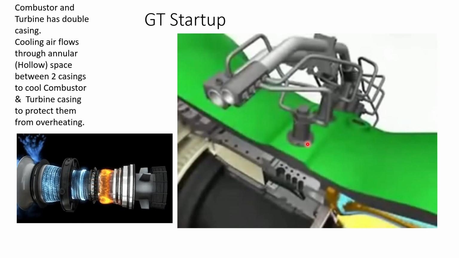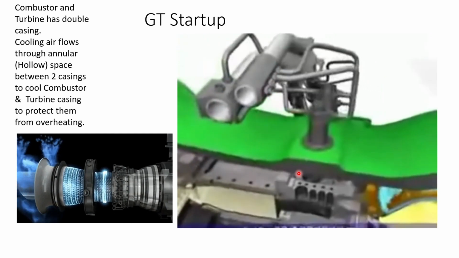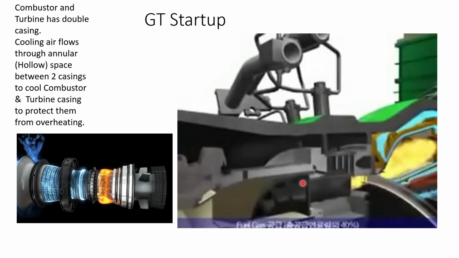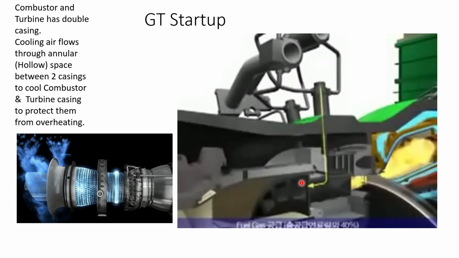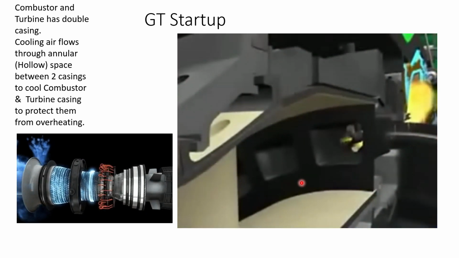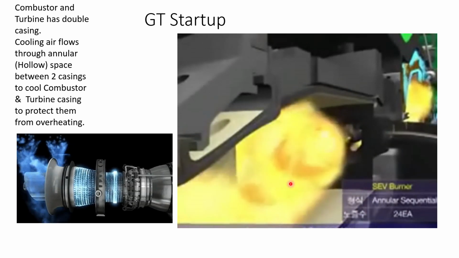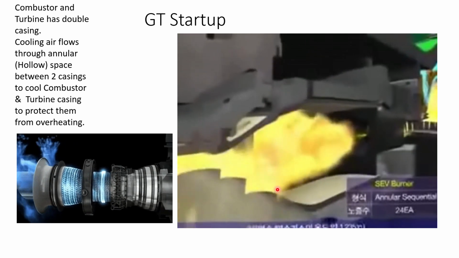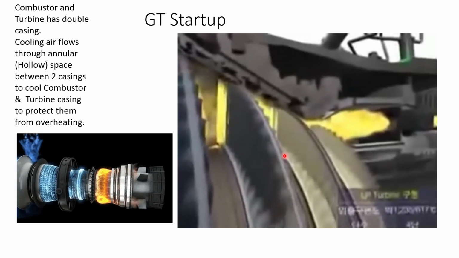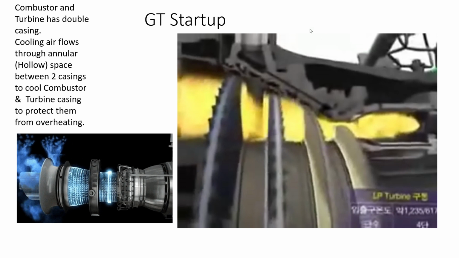These are all fuel pipes through which the gas goes in and out. See, now all burners are ignited and the gas is passing through the different stages of the turbine, and then it will go to the exhaust.